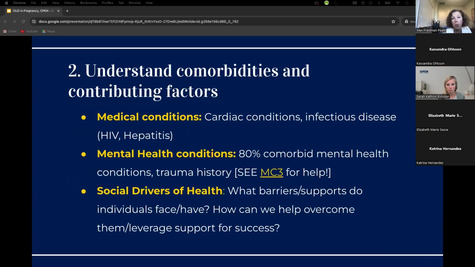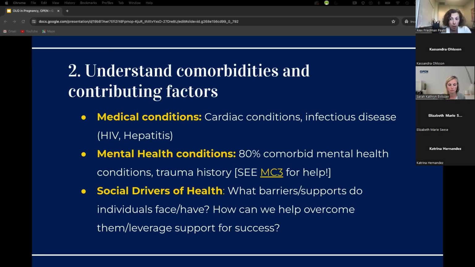Next, understanding comorbidities and contributing factors. In particular, in pregnancy, we want to be aware of cardiac conditions given the changing pregnancy physiology, and also infectious disease risks so that we can mitigate risk of transmission to newborns and also help to engage mom in treatment in this critical time. 80% of patients at the Partnering for the Future clinic have a comorbid mental health condition.